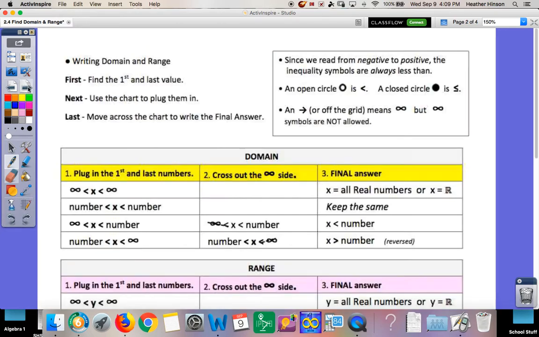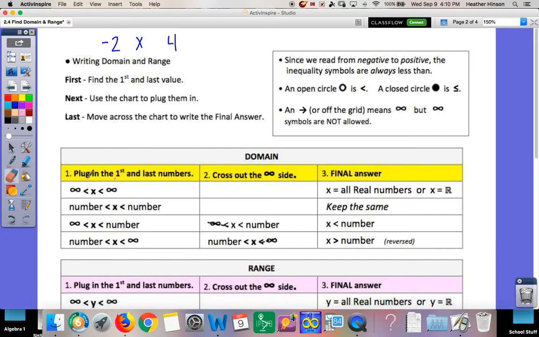Okay, let's try the next part. So the top of this is just reviewing kind of what I said before. We're going to find the first and last value. We're going to put those on the left and right like we did on the last page where we had, like for domain, we put -2 on the front, 4 on the end. And then if it's domain, you're going to put x there. If it's range, you're going to put y in the middle.